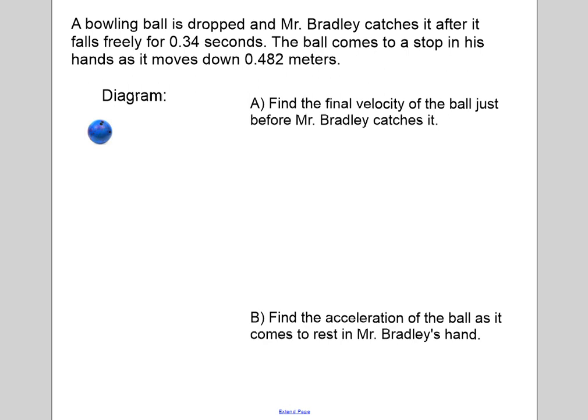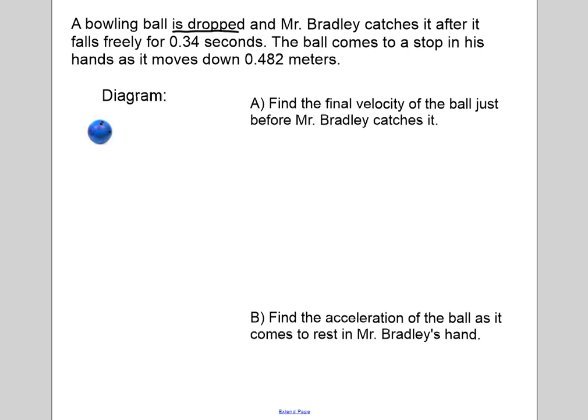So a bowling ball is dropped and Mr. Bradley catches it after it falls freely for 0.34 seconds. The ball comes to a stop in his hands as it moves down 0.48 meters. So if we wrote a problem like that and wanted to solve it, we'd start by diagramming the motion.